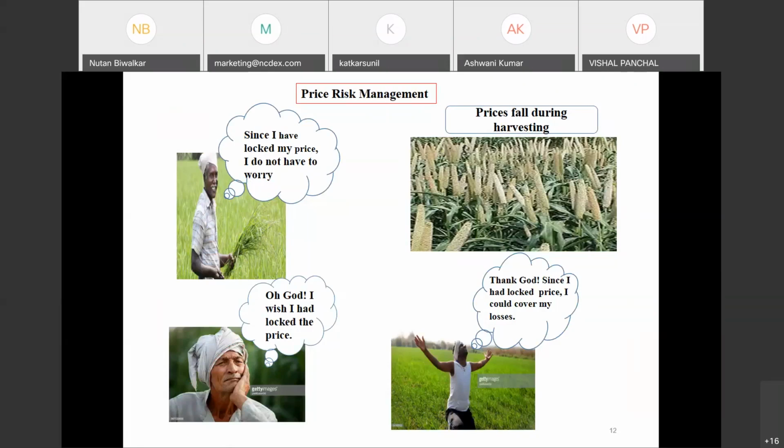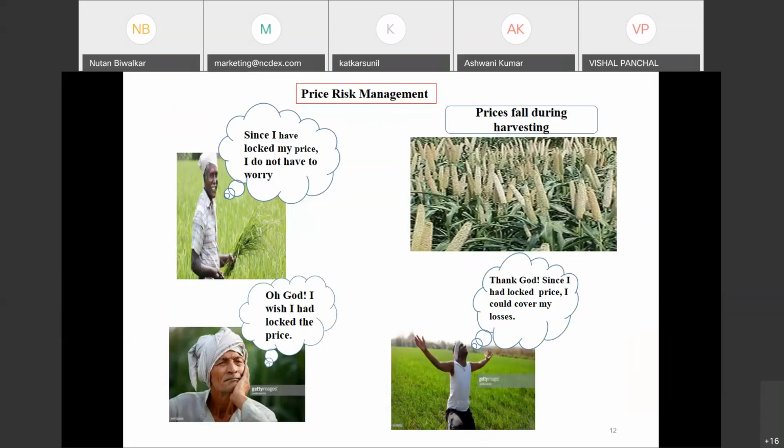But since he locked his price, he doesn't have to worry, because, as I said in the objective, a loss in one market is offset by a gain in another market. So when prices start falling, he will buy at the falling prices.